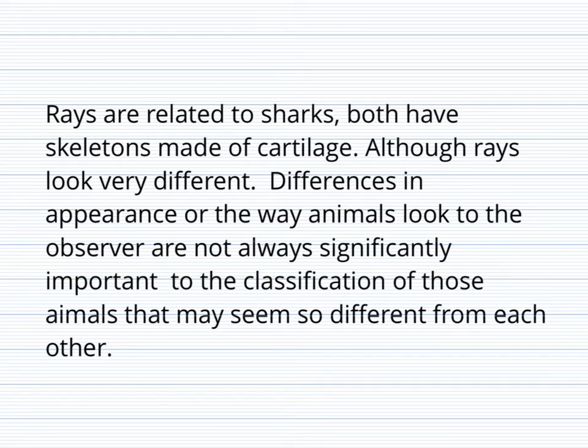This is our sample text that we're going to use here. I'll let you look through here. Rays are related to sharks. Both have skeletons made of cartilage. Although rays look very different. Differences in appearance or the way animals look to the observer are not always significantly important to the classification of those animals that may seem so different from each other. Now in this text, there are a number of errors.